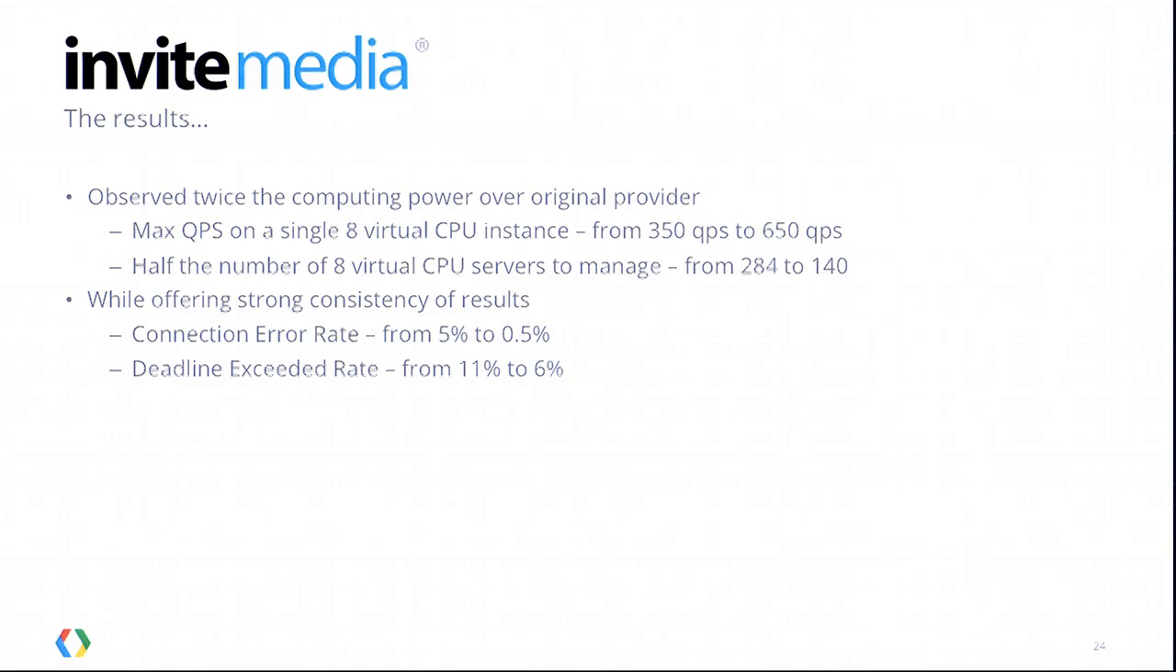And another point is that with our current provider, 11% of the incoming requests time out, which means that we cannot return a response back to the exchange within the given time limit. On Google Compute Engine, this error rate decreased to 6%. Which means that essentially we now have 5% more ad requests that we can buy for our advertisers. After seeing these results, we decided to migrate our entire operation to Google Compute Engine, and currently we are in the process of moving globally to Google Compute Engine. That's all I have to say today. Thank you, Joe.